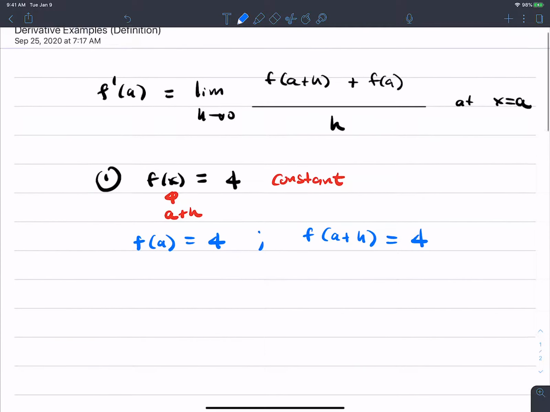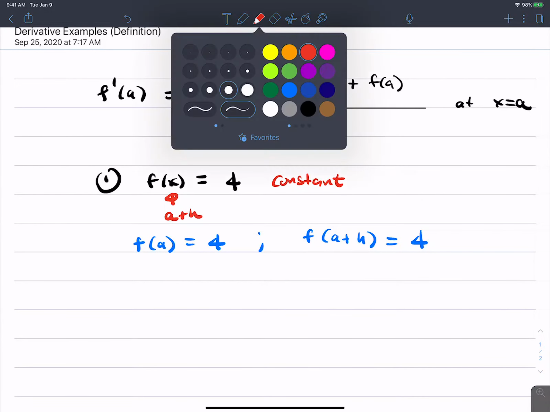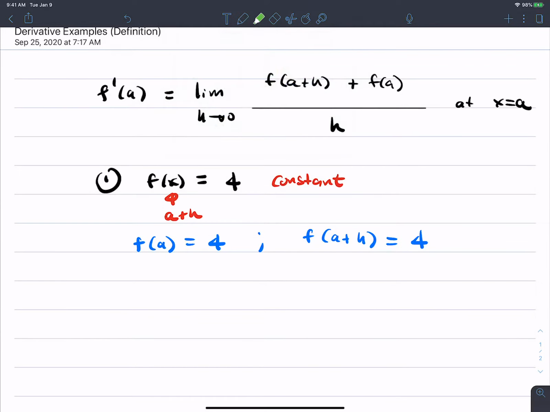So when I use the definition here, let's take a look. This is my green portion. We know the value is 4. And let's use orange maybe. Here's the orange portion. It's also 4.